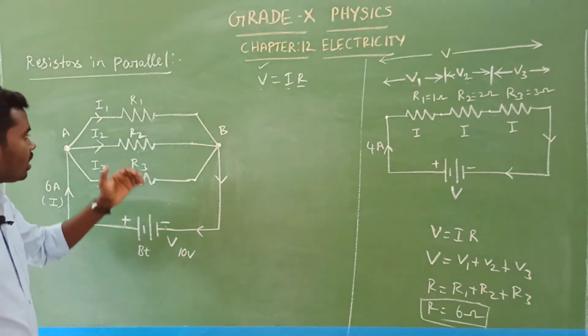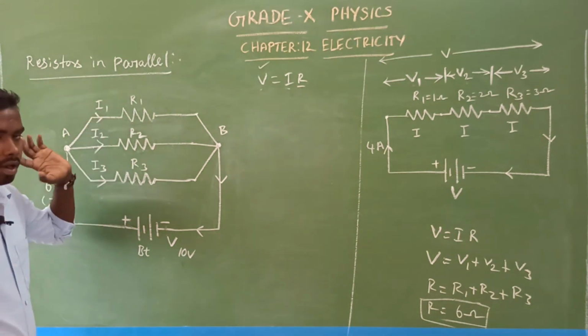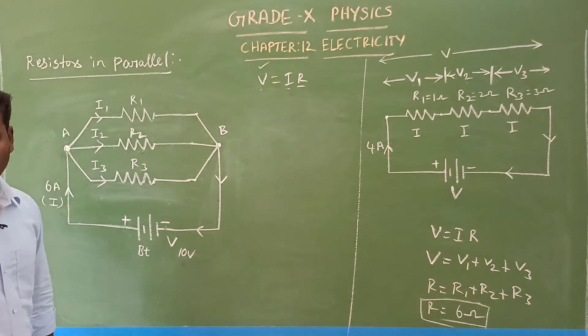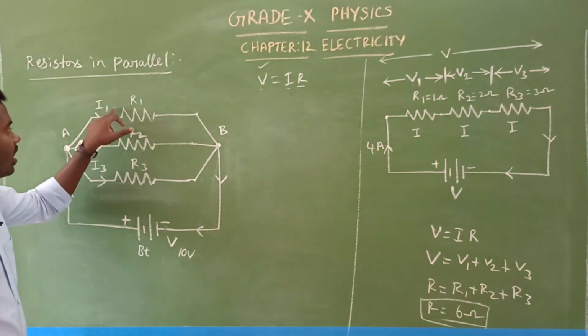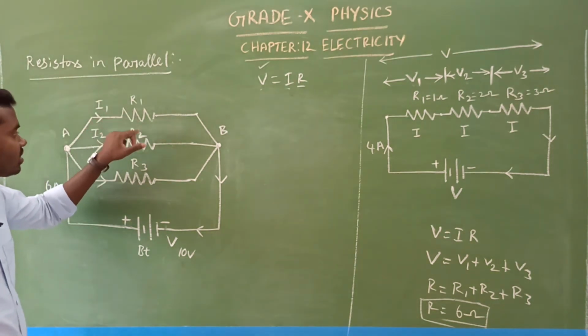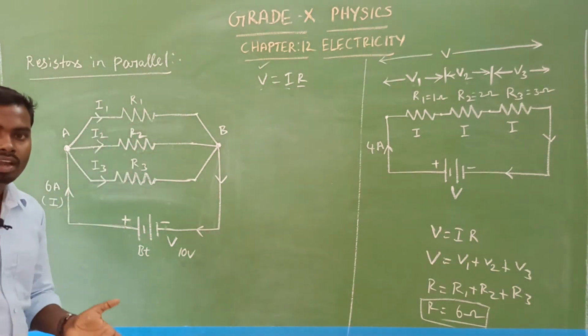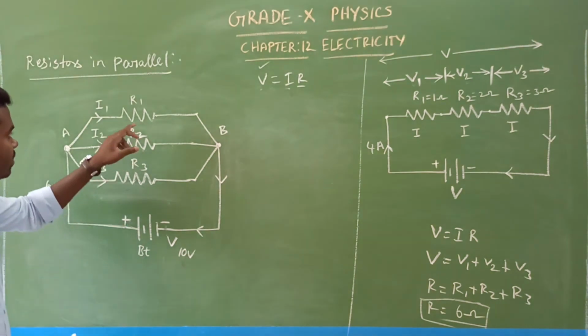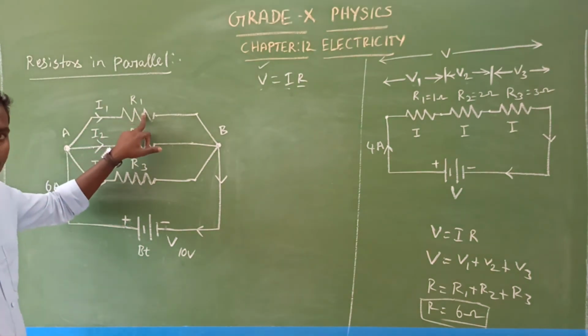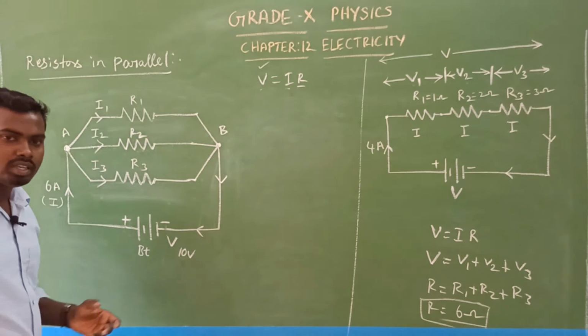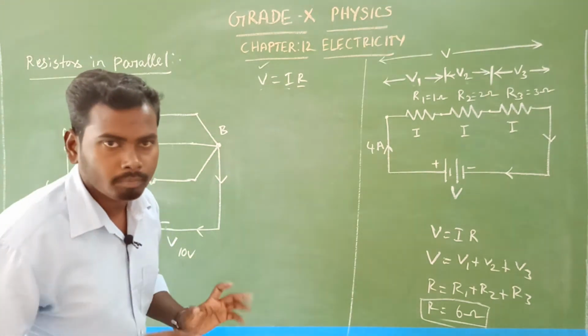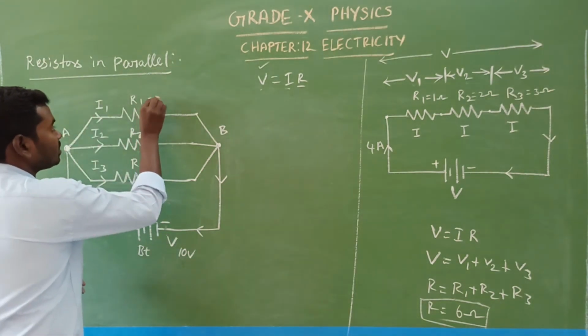Is it clear? Yes. In parallel combination current gets distributed. In parallel combination the current value depends on the resistance value. If the resistance value is more, then the current value will be less. If the resistance value is less, the current value will be more. Okay, look at here, this is for an example.